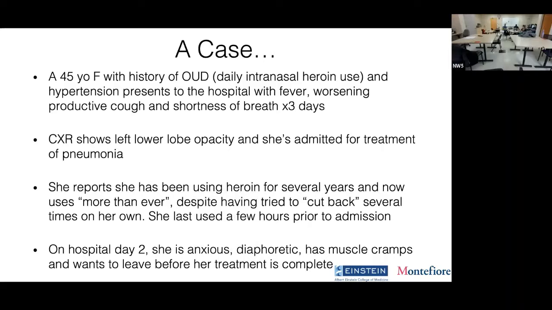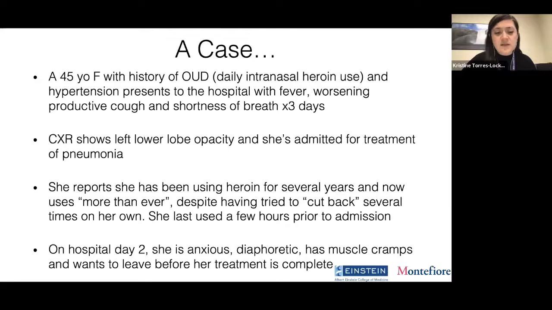Withdrawal. Great, yes. And what makes you think that? She all of a sudden became very anxious, diaphoretic. Those are withdrawal symptoms, and like wanting to leave the hospital. I feel like a lot of times when you're not fully treated, it might be because they want to go and get more medication or take more drugs to feel better.